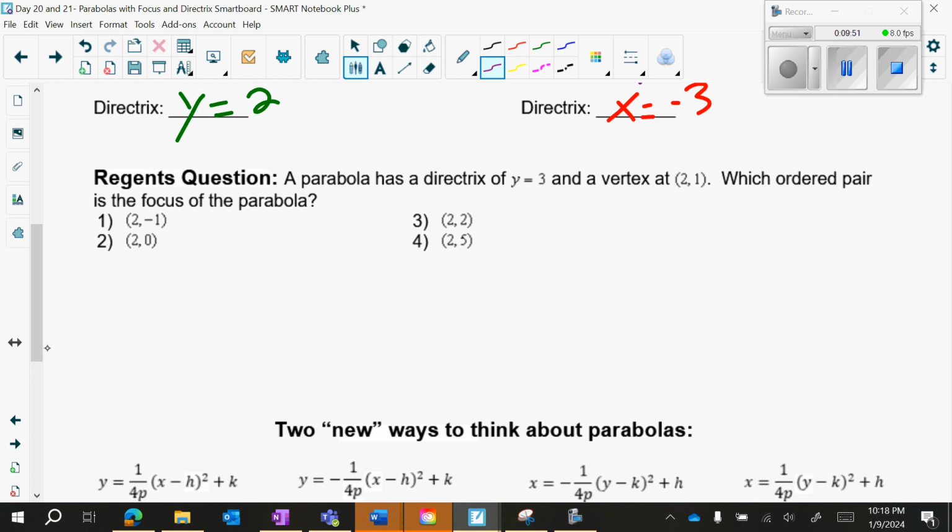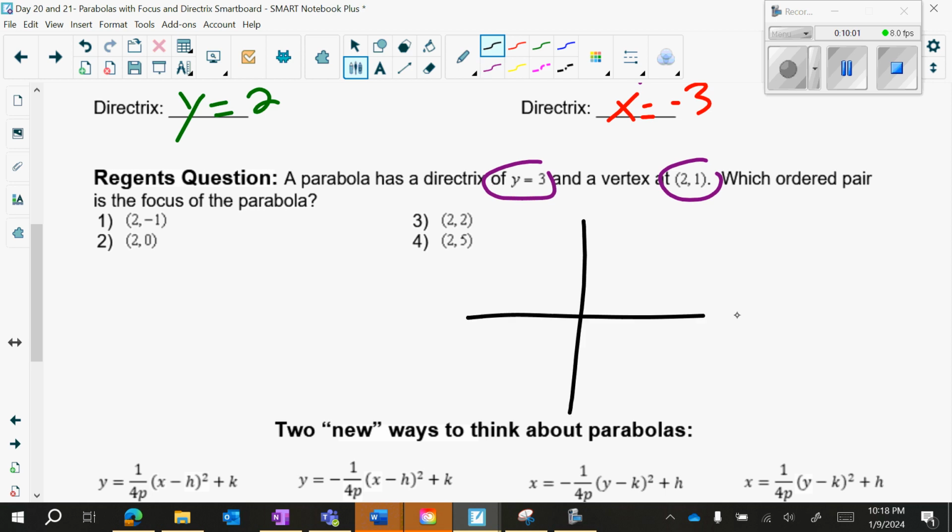A parabola has a directrix of y equals 3 and a vertex of 2, 1. What is the focus? Okay, so my best advice for all these Regents questions is draw the picture. Do not get lazy. Please draw the picture. Okay. So first, let's go to y equals 3.